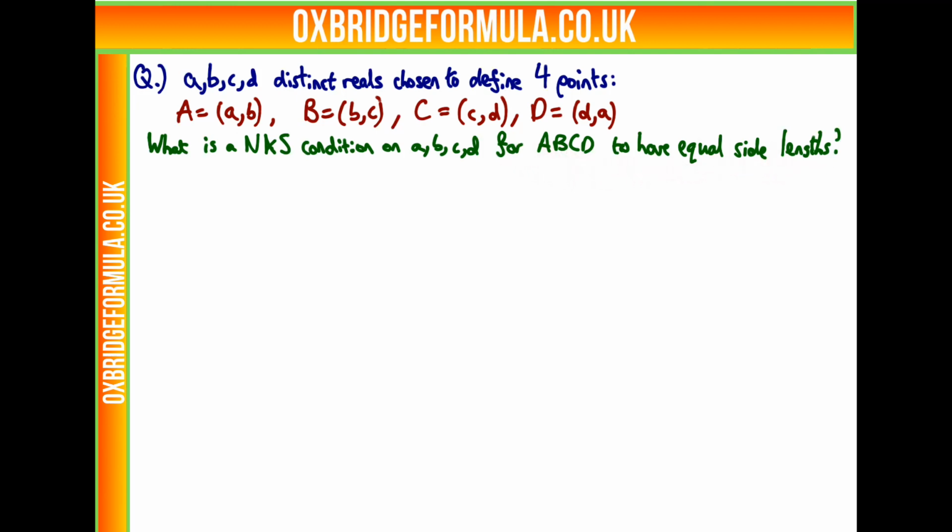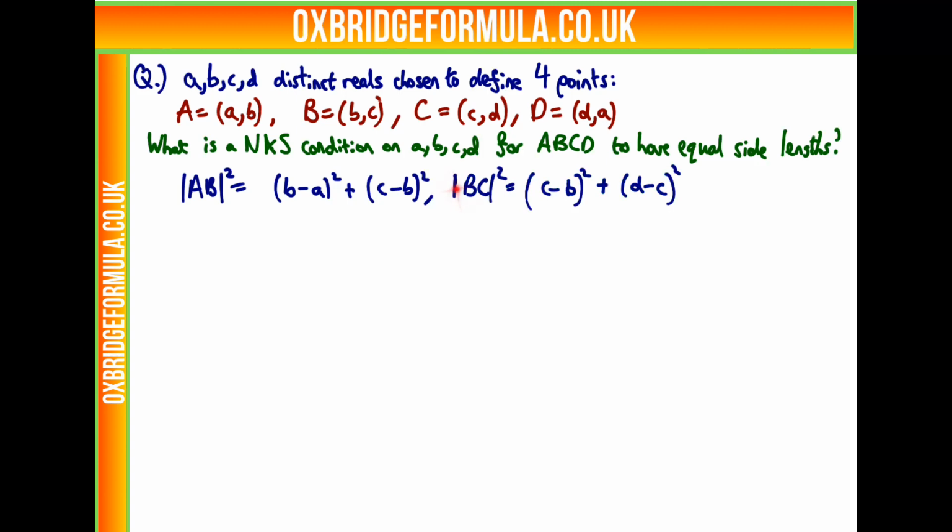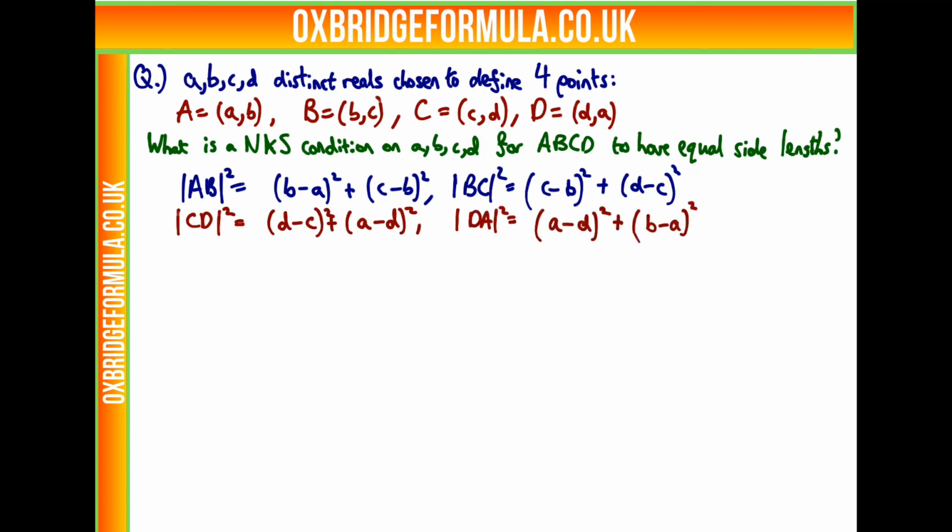So maybe let's try and work out what the side lengths are. Because we know the coordinates, we can work out their length by using Pythagoras. So for the length between A and B, the length squared is going to be B minus A all squared plus C minus B all squared. And then we can do the same thing for the other three side lengths, which gives us that the length of BC all squared is C minus B all squared plus D minus C all squared, and similarly for CD squared and DA squared.